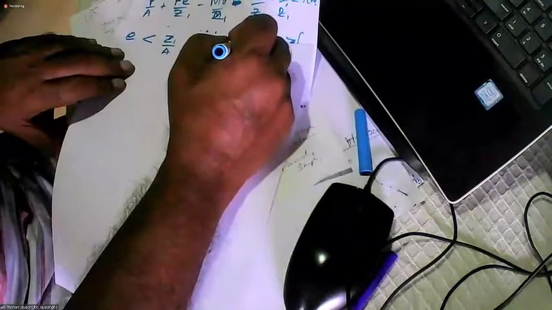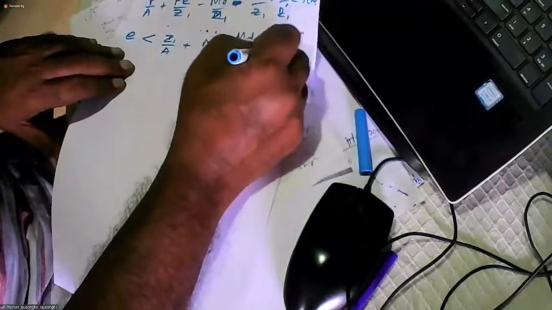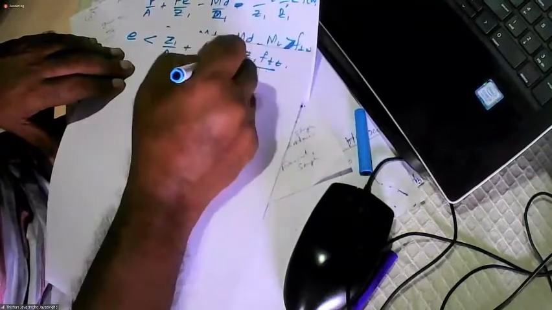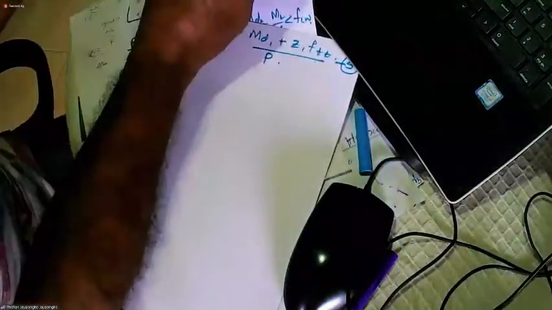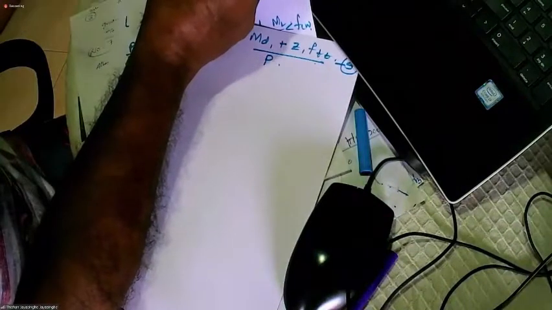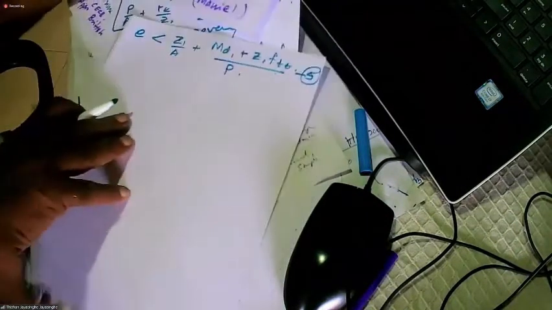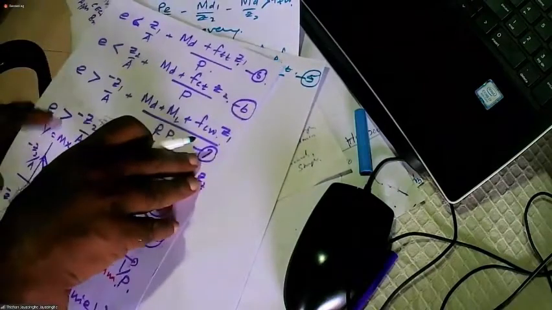So if I write the four equations, the first will be E less than Z1 over A plus MD1 plus Z1 times FTT over P. This is equation number 5. You can compare it with the earlier equation. Same equation.